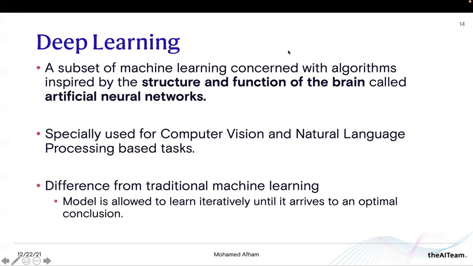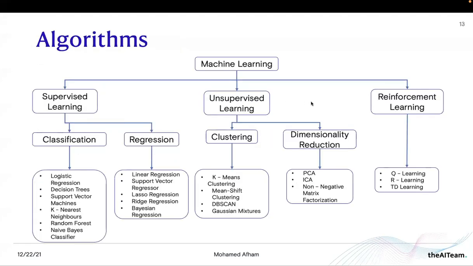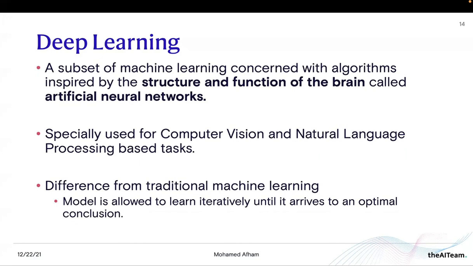Yes, I was talking about deep learning. Deep learning is a subset of machine learning which aims to replicate the structure and function of the brain. Of course, we cannot replicate the brain 100%, but deep learning is the pathway to do so. We have a term called artificial neural networks, or deep neural networks. Deep learning also has supervised learning, unsupervised learning, and reinforcement learning, because it is a subset of machine learning. It has almost everything that machine learning possesses.